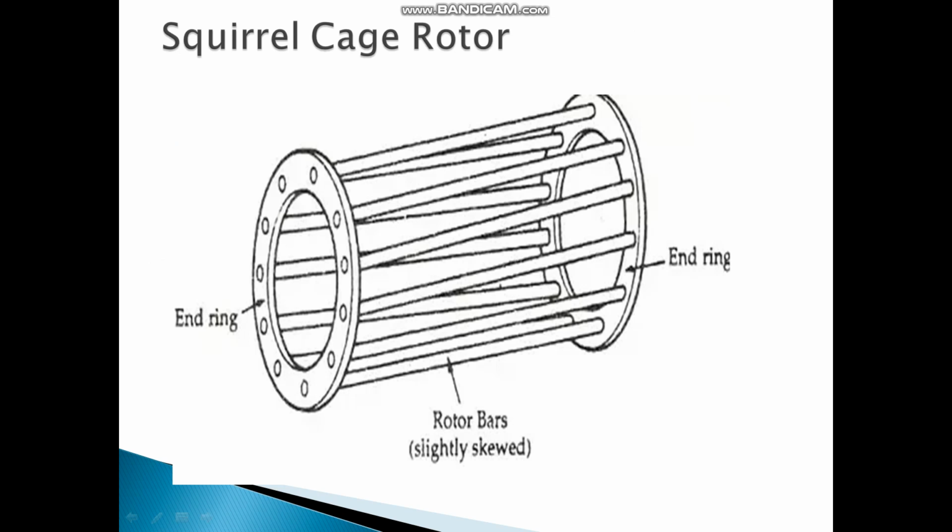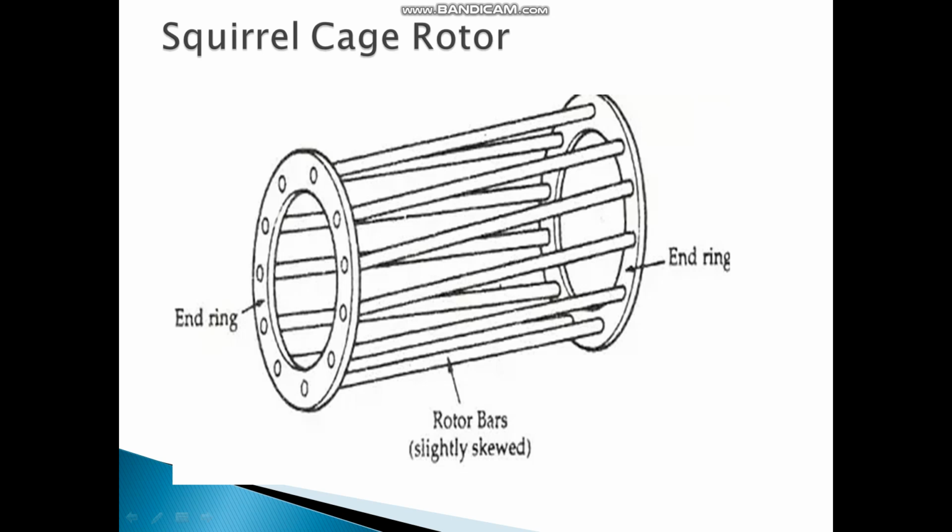In the squirrel cage induction rotor, there are long copper bars or aluminum bars, and these bars are welded with the end ring. That end ring has the same material as the bars. Suppose we use copper bars, then the end ring material is copper. Suppose we use aluminum bars, then the material of the end ring is aluminum. This is the material used for the rotor.